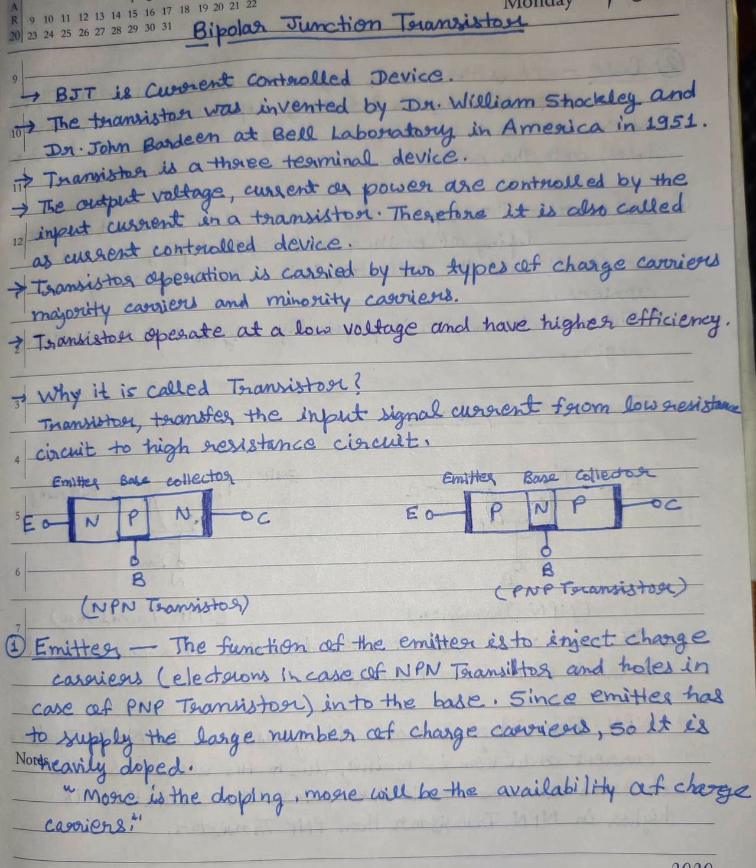Why is it called a transistor? Transistor transfers the input signal current from a low resistance circuit to a high resistance circuit. Transistor has three terminals: emitter, base and collector. The function of the emitter is to inject the charge carriers into the base. Since the emitter has to supply a large number of charge carriers, it is heavily doped. The doping of the emitter is high, and among these three terminals the second in doping is the collector, and the base is lightly doped. The more the doping, the more the availability of charge carriers.